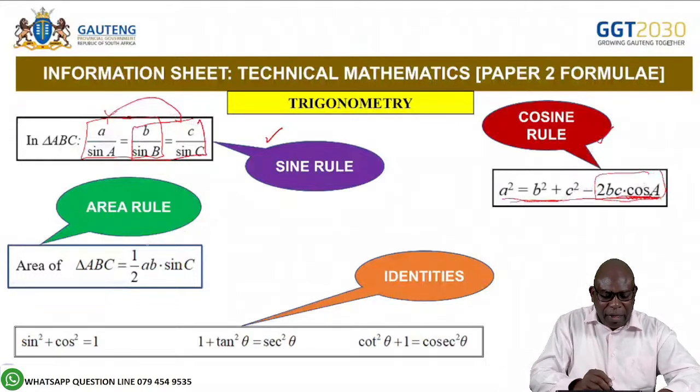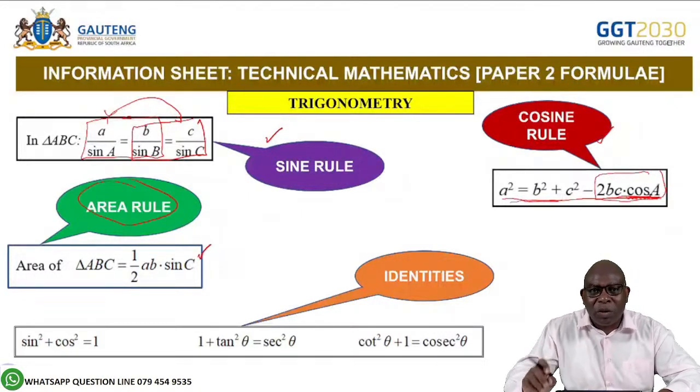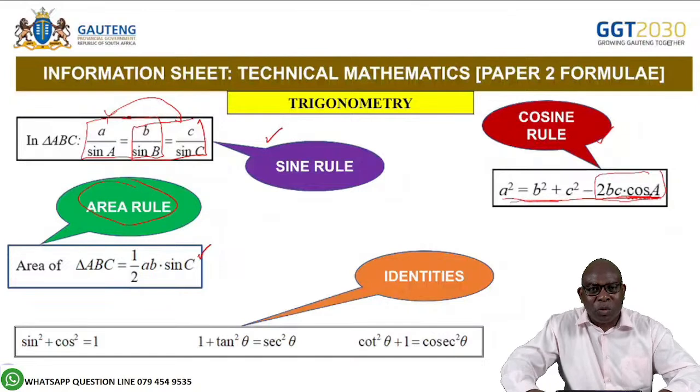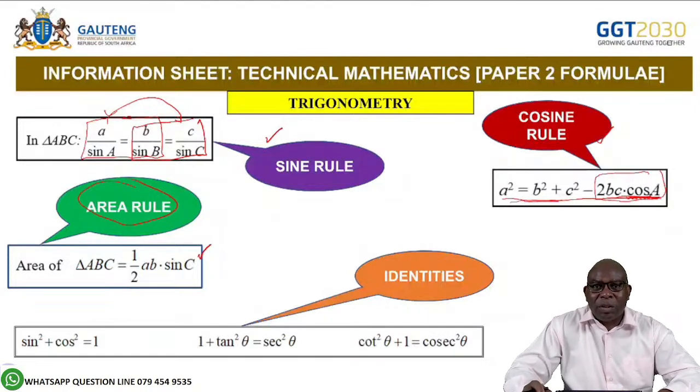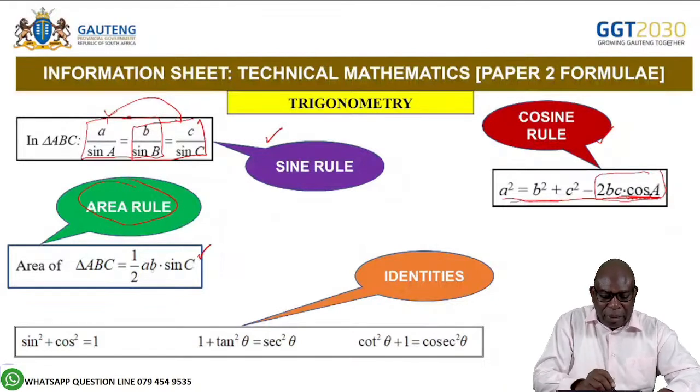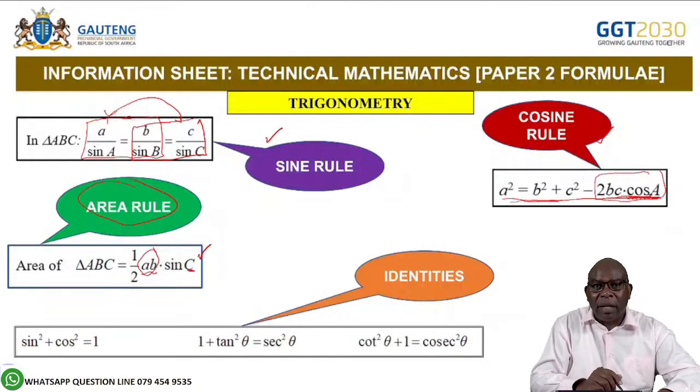Right. The area rule, so it's there. When do I use the area rule? I use it when I'm asked to calculate the area of a figure which does not have a 90-degree angle. Okay, so that is the formula. So I'm going to use the two sides and the given angle.